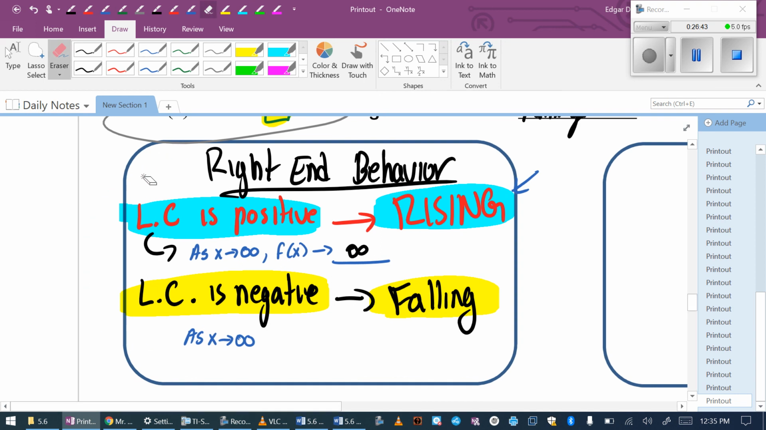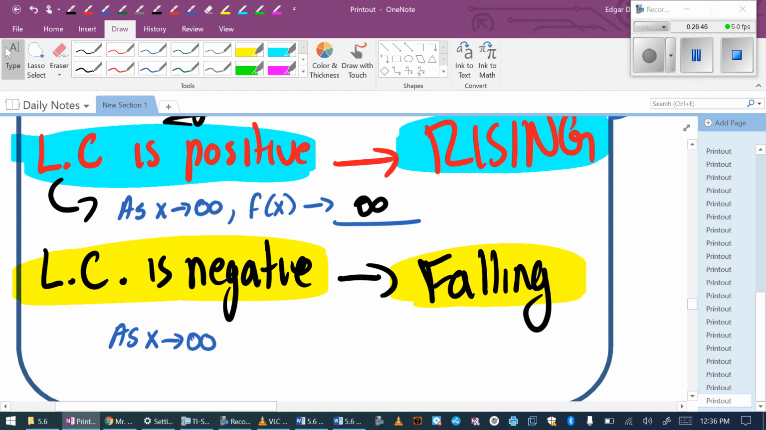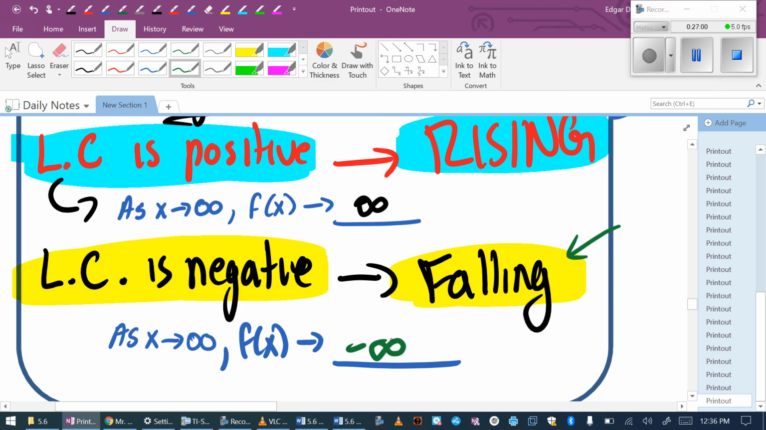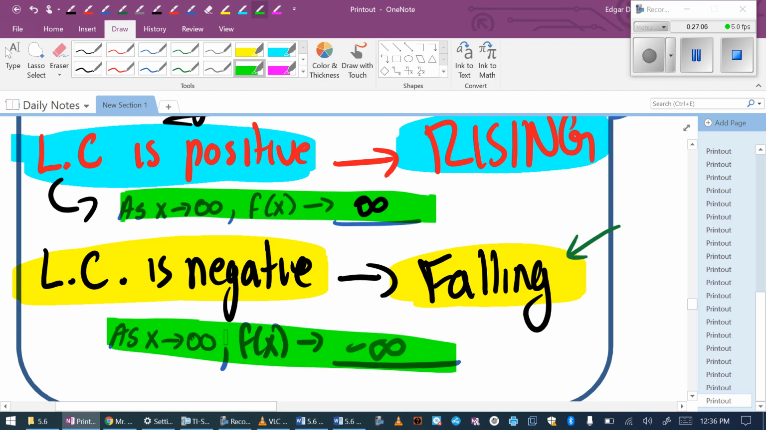So, as the x's are still going to the right side, what are the f of x's doing? Well, what are the y's doing if my graph is falling, guys? If the graph is falling, it's going down. Now, what represents down? That's negative infinity. So keep these in mind, guys. Again, might not be super important right now, but eventually they will be.